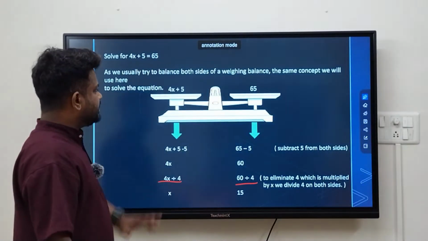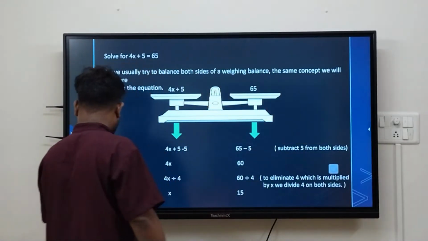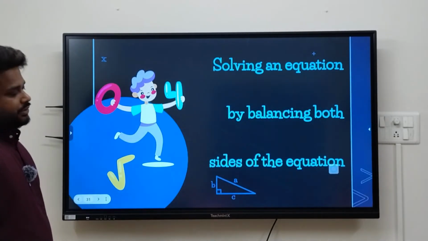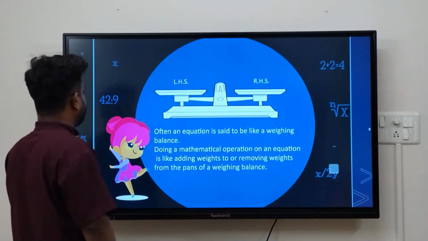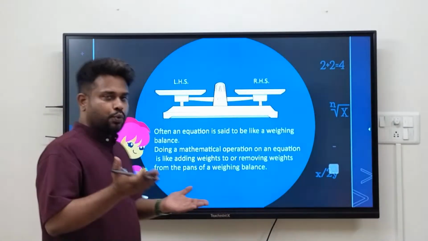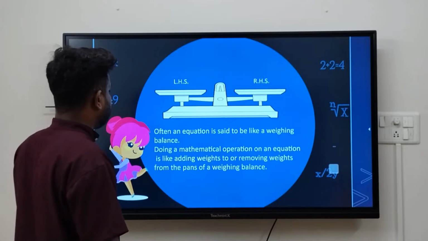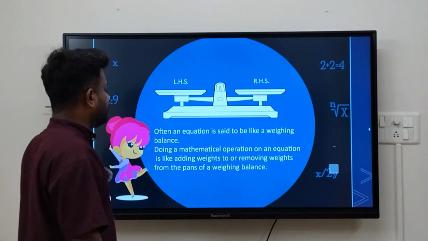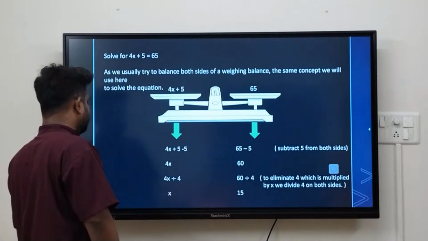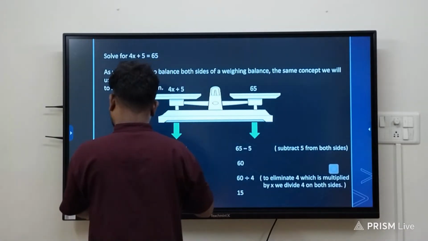Okay, so this is the method known as solving the equation by balancing both sides of the equation. Okay, let's go to the next one. Often an equation is said to be like a weighing balance. Doing a mathematical operation on an equation is like adding weights to or removing weights from the pans of a weighing balance. So this is the same thing we are trying to do to keep both sides equal.